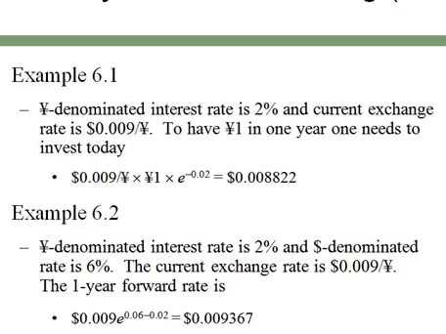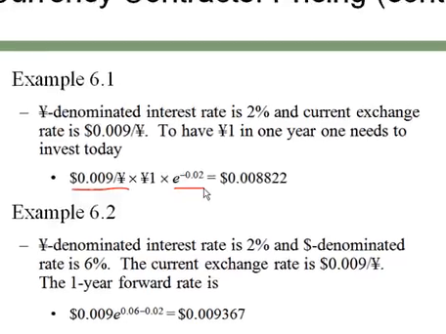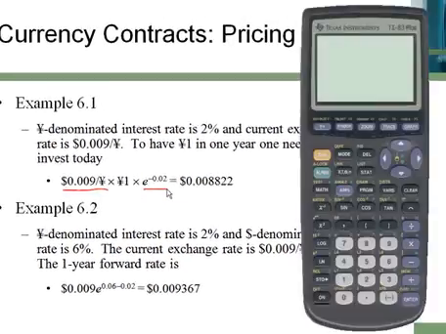So what I have to do to figure out how much I need to invest really is just take today's spot rate of $0.009 and discount that at 2% continuously over a year's time. So I multiply by e to the minus 0.02. So let's go ahead and bring up our calculator and do just that. I know that you see the answer on the screen here, but it's always a good exercise.